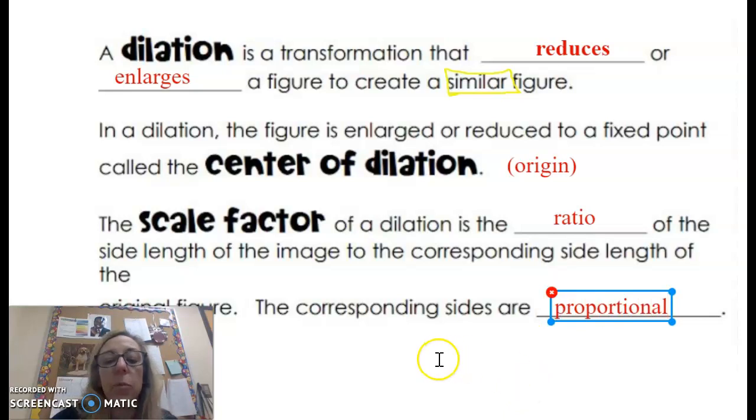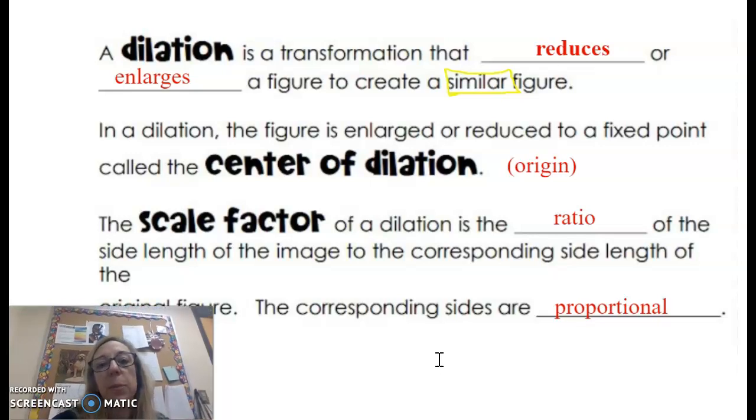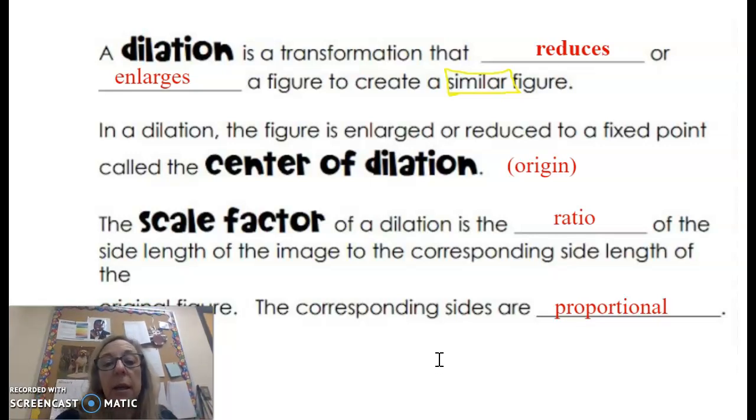And all that fancy word means is that as one part of the shape gets bigger, the rest of the shape gets bigger at the same rate. Think about dilating your eye at the eye doctor. They don't just make one part of your pupil bigger. The entire pupil gets bigger at the same rate. So that's what that means, being proportional.